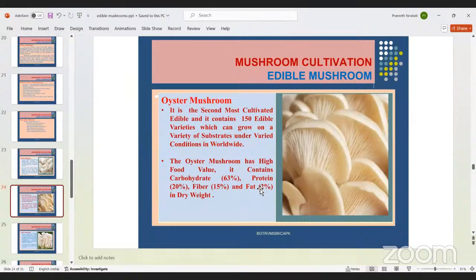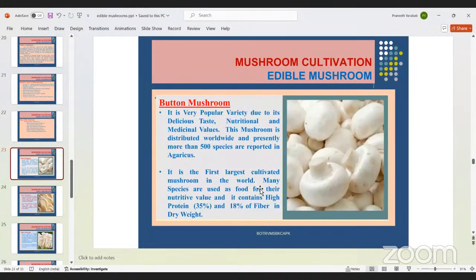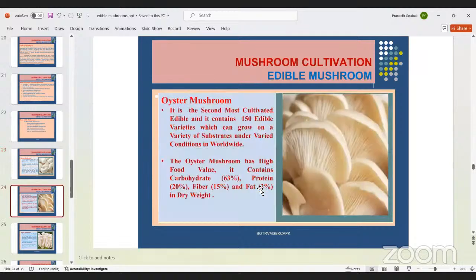Second one is the oyster mushroom. Based on the type of species, the structure also varies. They are white in color. So another one is the oyster mushroom. It is the second most cultivated edible and it contains 150 edible varieties, which can grow on a variety of substrates under varied conditions worldwide.